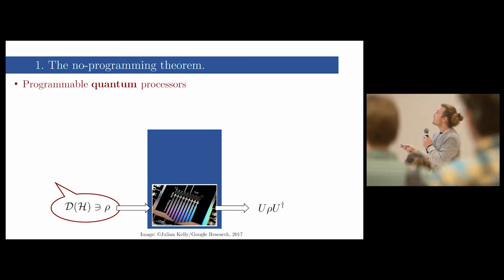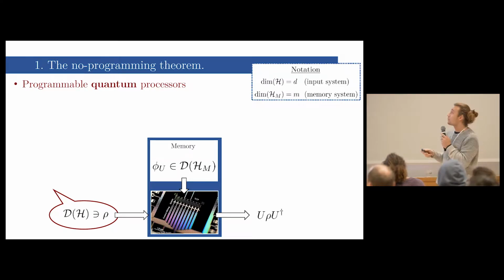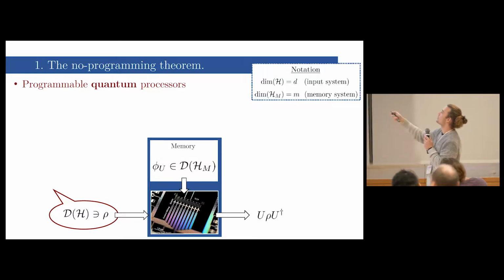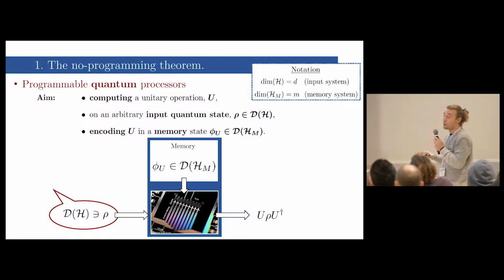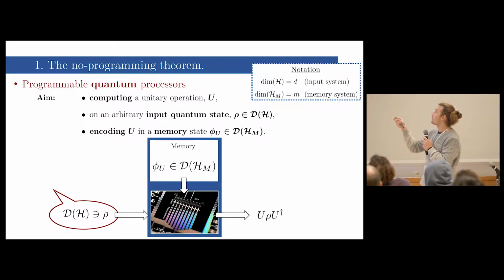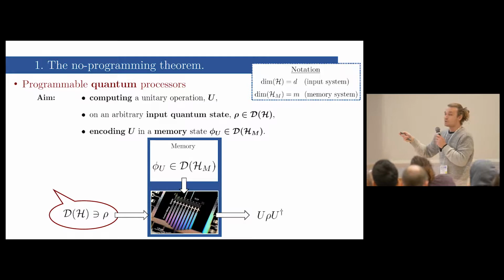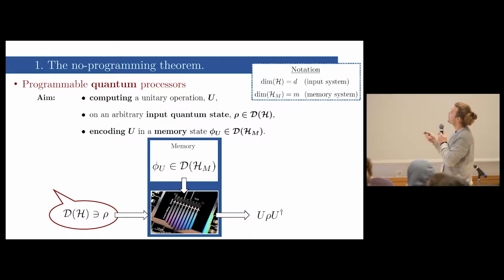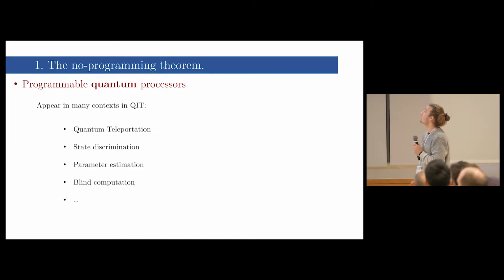What we require now is that we must be able to program this unitary in some quantum memory and feed this memory register also as an input to our computation. So the aim of a programmable quantum processor is computing a unitary operator on an arbitrary input quantum state, any density matrix, encoding the information about the program we want to compute in some quantum memory. Here I fix some notation: I will refer with D to the dimension of the input register and with M to the dimension of the memory register.